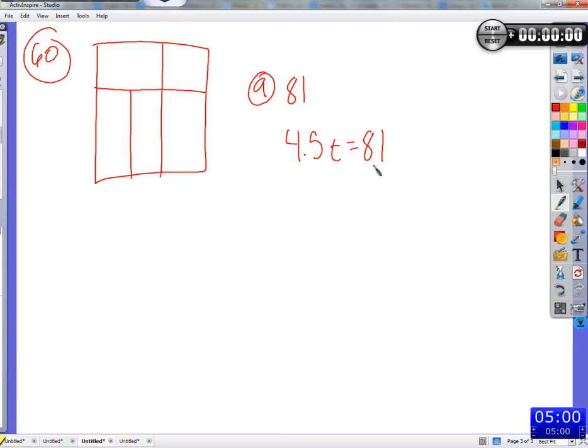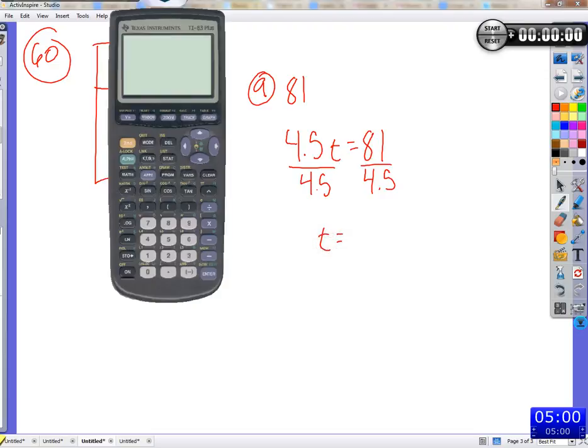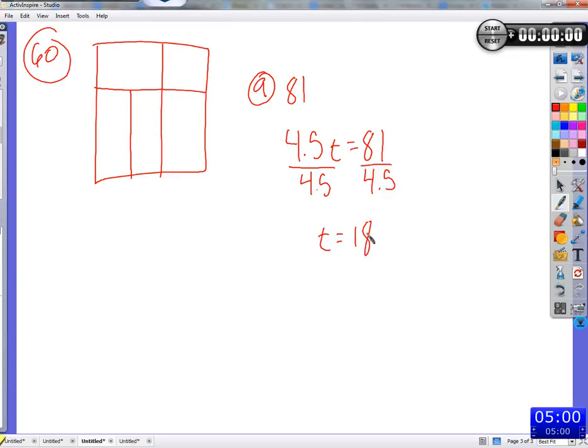Divide by 4.5. Okay. If we're having a kind of a lazy day, we can take out our calculator, 81 divided by 4.5. 18. This is square feet, and we're just dividing by 4.5, and so this is also in square feet.